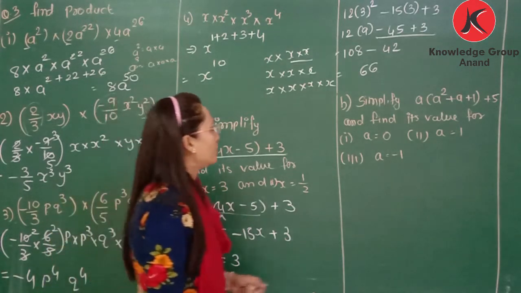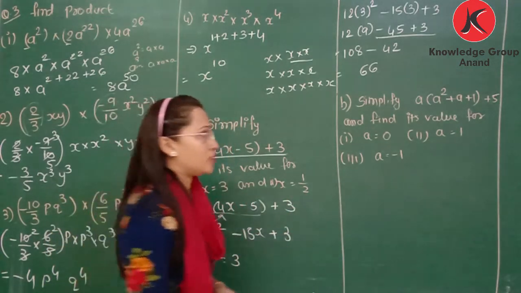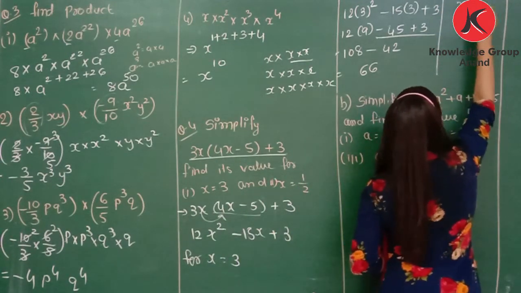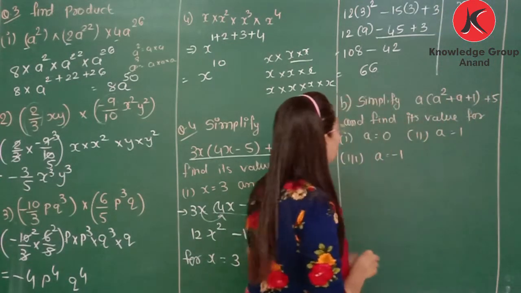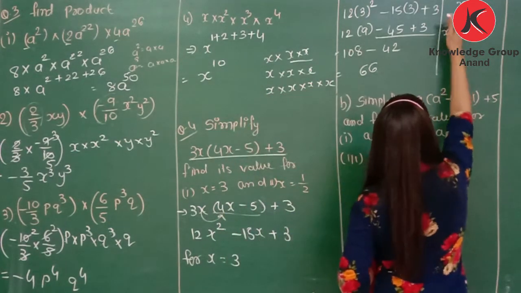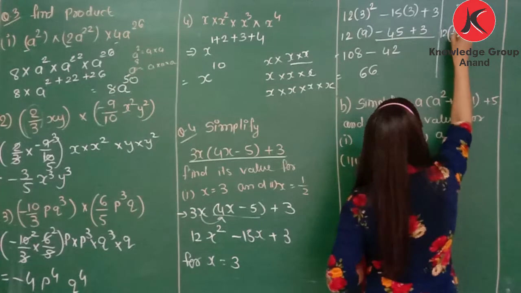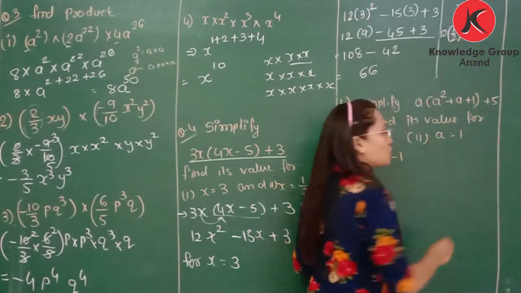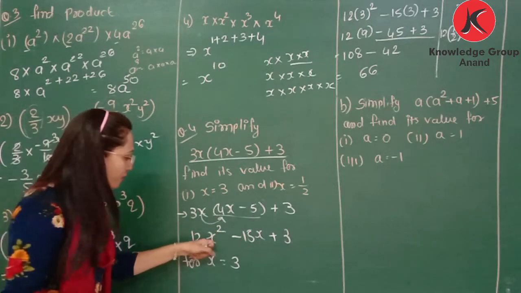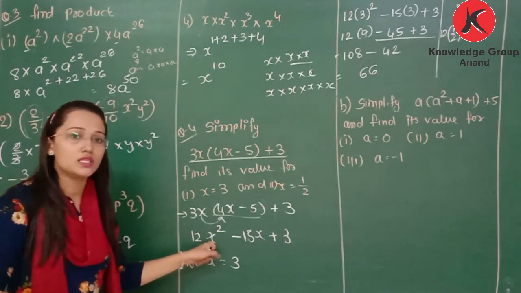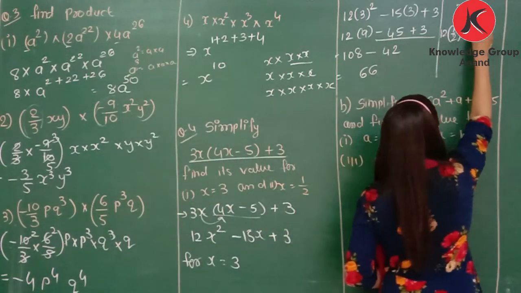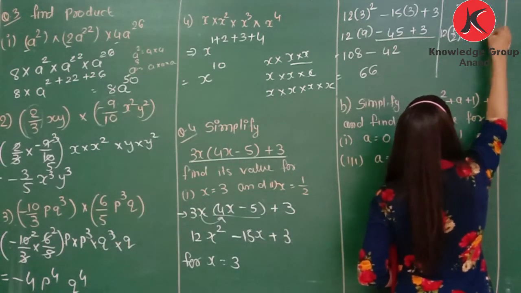Okay. Now next one. x is equal to 1 by 2. So here what we need to do? Instead of x we need to write 1 by 2. So x square becomes 1 by 2 square, because you can see here it is x square. Instead of x if we write 1 by 2, it is 1 by 2 square minus 15 times 1 by 2 plus 3.